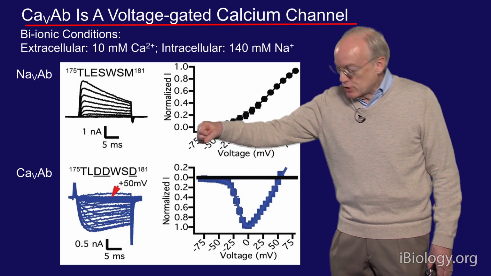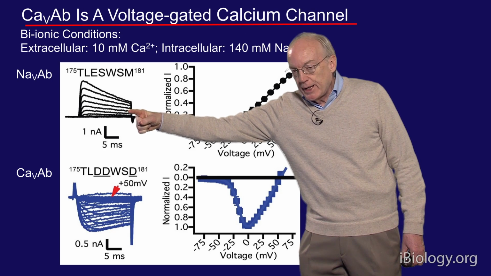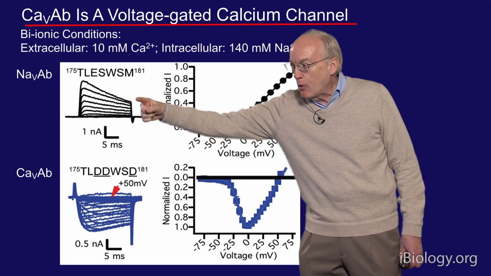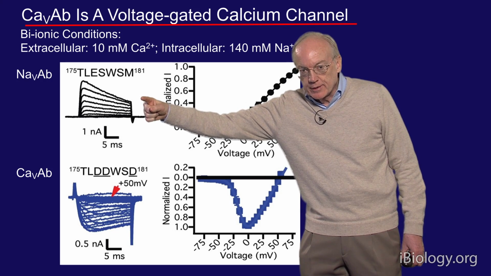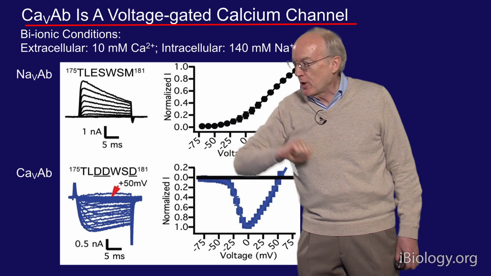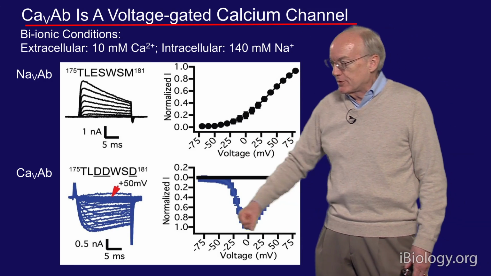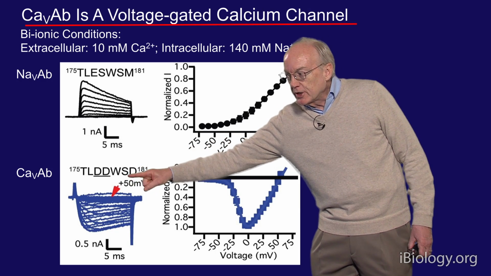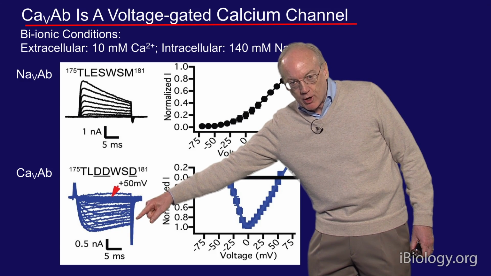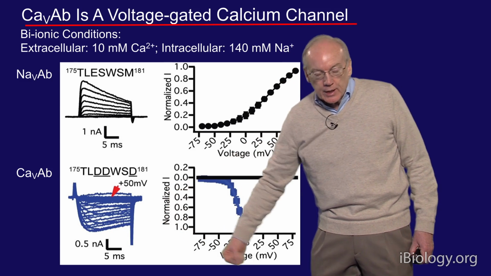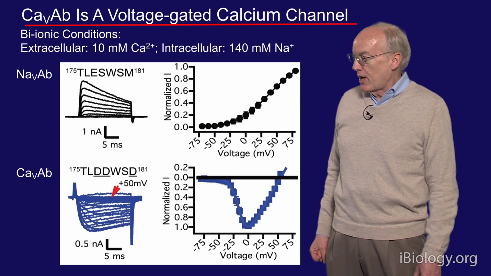Now for NaChBac, the sodium channel, as you can see, the sodium currents are all heading upward in this case, and that means they are outward currents. So NaChBac is only able to conduct sodium outward in this bi-ionic condition type experiment. It's a real sodium channel. So how about CaVab? Well, CaVab, just the opposite. Notice, CaVab is only able to conduct current in the inward direction. All of these current traces are going downward to mean inward current. So CaVab can only conduct calcium, and NaChBac can only conduct sodium. So we did achieve the change of ion selectivity.